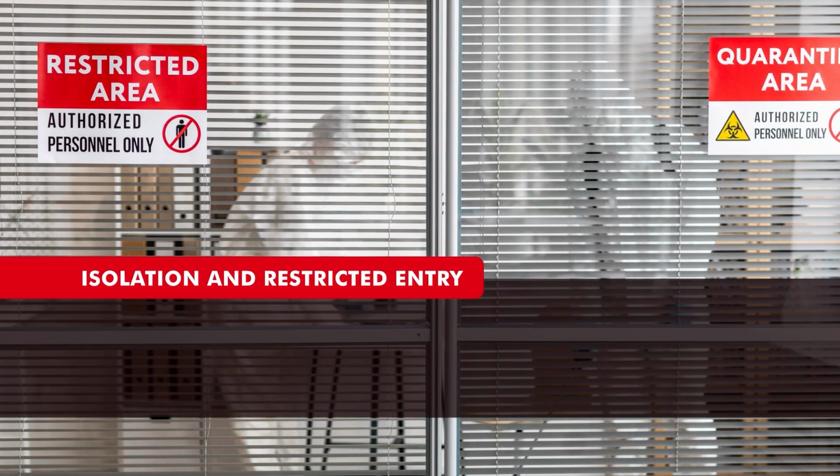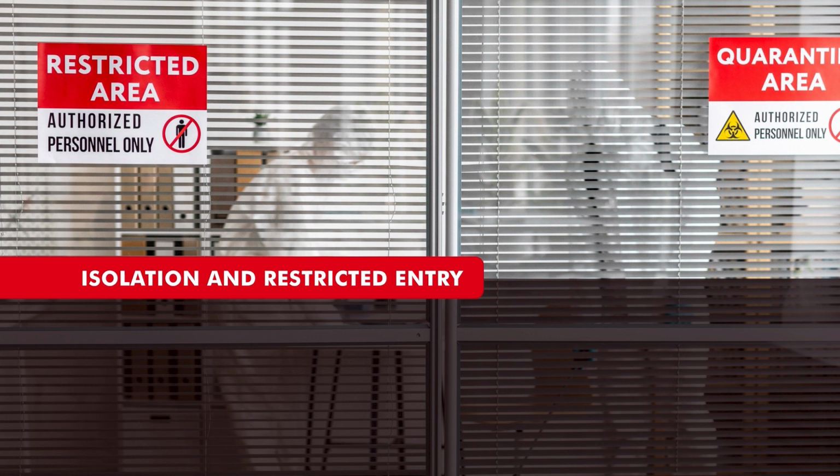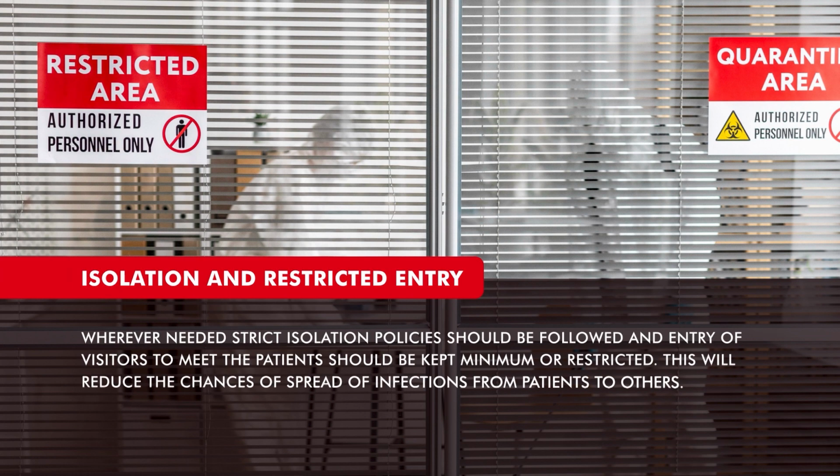Isolation and restricted entry. So this you would have seen even in the ICU, that there has to be a strict isolation procedure where the patients should be kept isolated, and only restricted entry from the visitors or even their family members should be given, and even in that case only one member will be entertained. So this will reduce the chances of the spread of infection from the patients to the others.